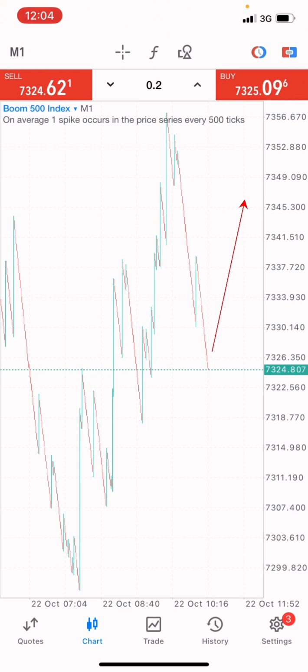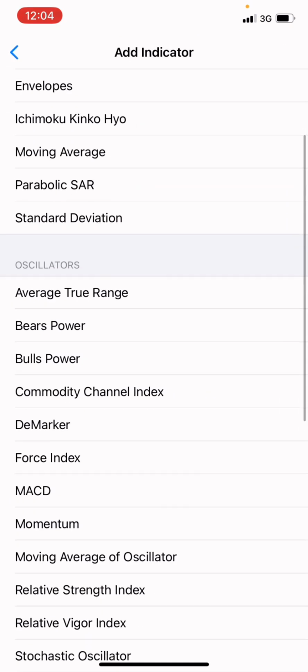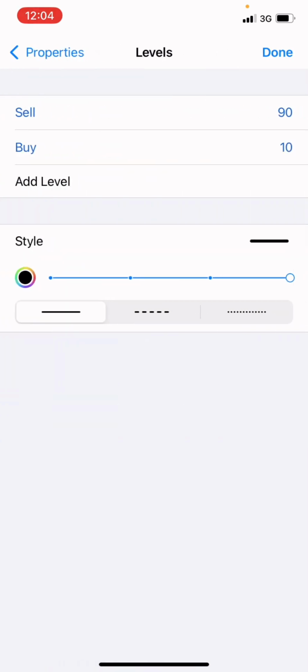To place a buy, you need to confirm the entries. So this is where we'll put on the Relative Strength Index indicator, the RSI, period 14, levels 90 and level of 10. You put that right here.